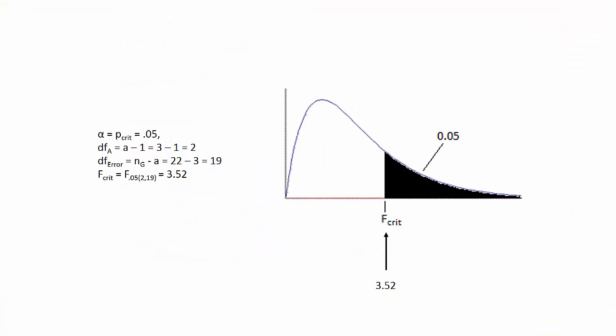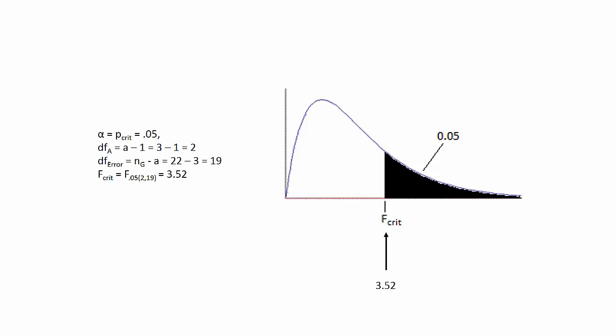So using an alpha level of 0.05, in this example we had A minus 1 for the degrees of freedom. We had 3 groups, so 3 minus 1 is 2. DF error is N grand, again the total number of people in the study, minus A, so that's 22 people total minus the 3 groups, which gives us 19.